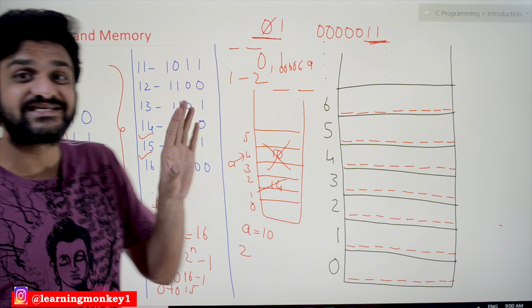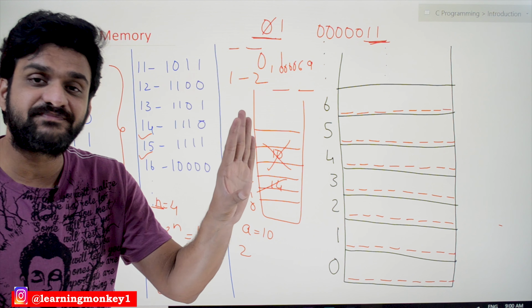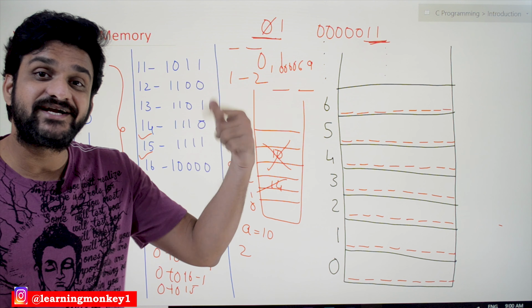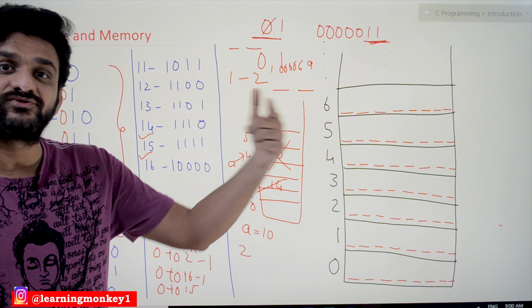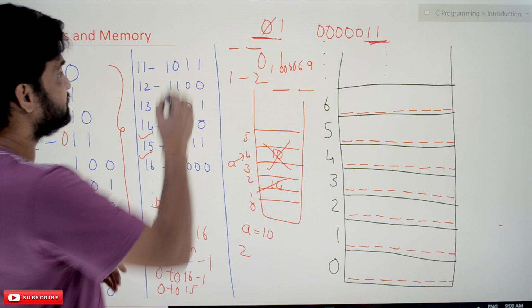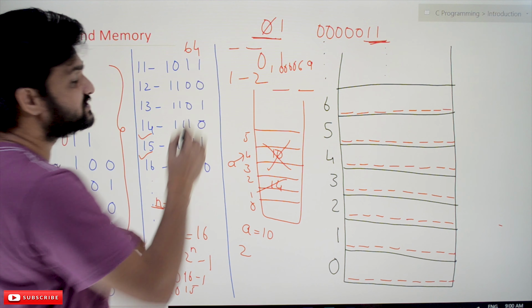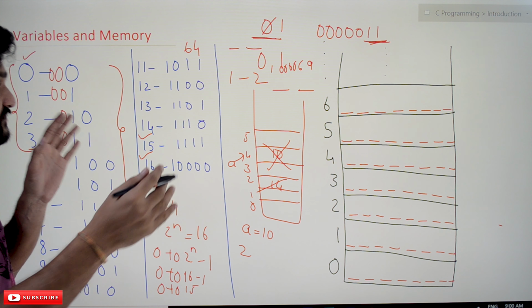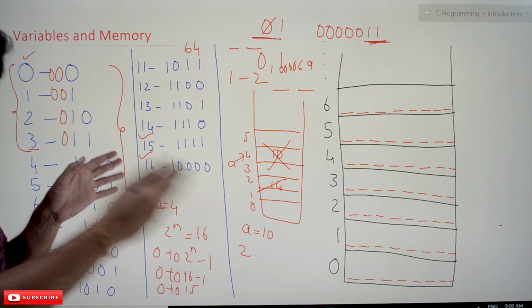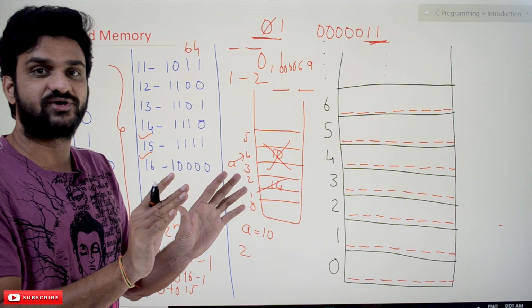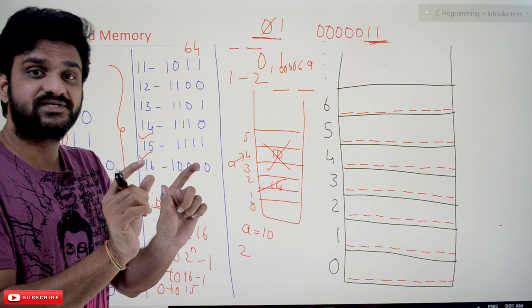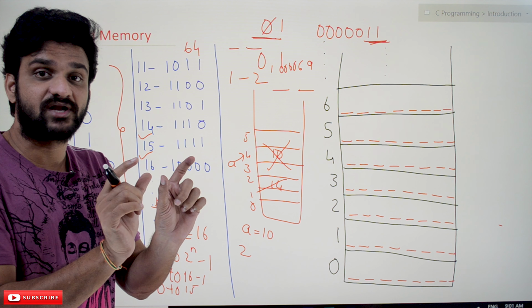For example, if we have 6 bits, how many decimal numbers can be represented? 2 power 6: 16, 32, 64 numbers can be represented. And what is the range of those numbers? With 6 bits, what are the numbers that can be represented? This logic is very, very important to understand. Please try to understand this logic until you get clarity.